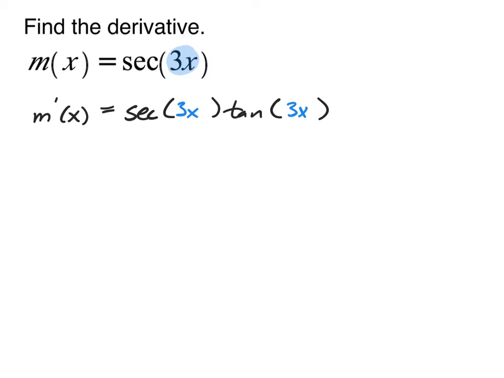And then remember, I'm not done yet. I still have to multiply by the derivative of that inner function. So I'm going to multiply by the derivative of 3x, which is just 3. Now, if you wanted to, that means you could just very quickly simplify it and turn it into 3 secant 3x tangent 3x. And that would even be the fully prettied up version, all simplified and put in a nice order.